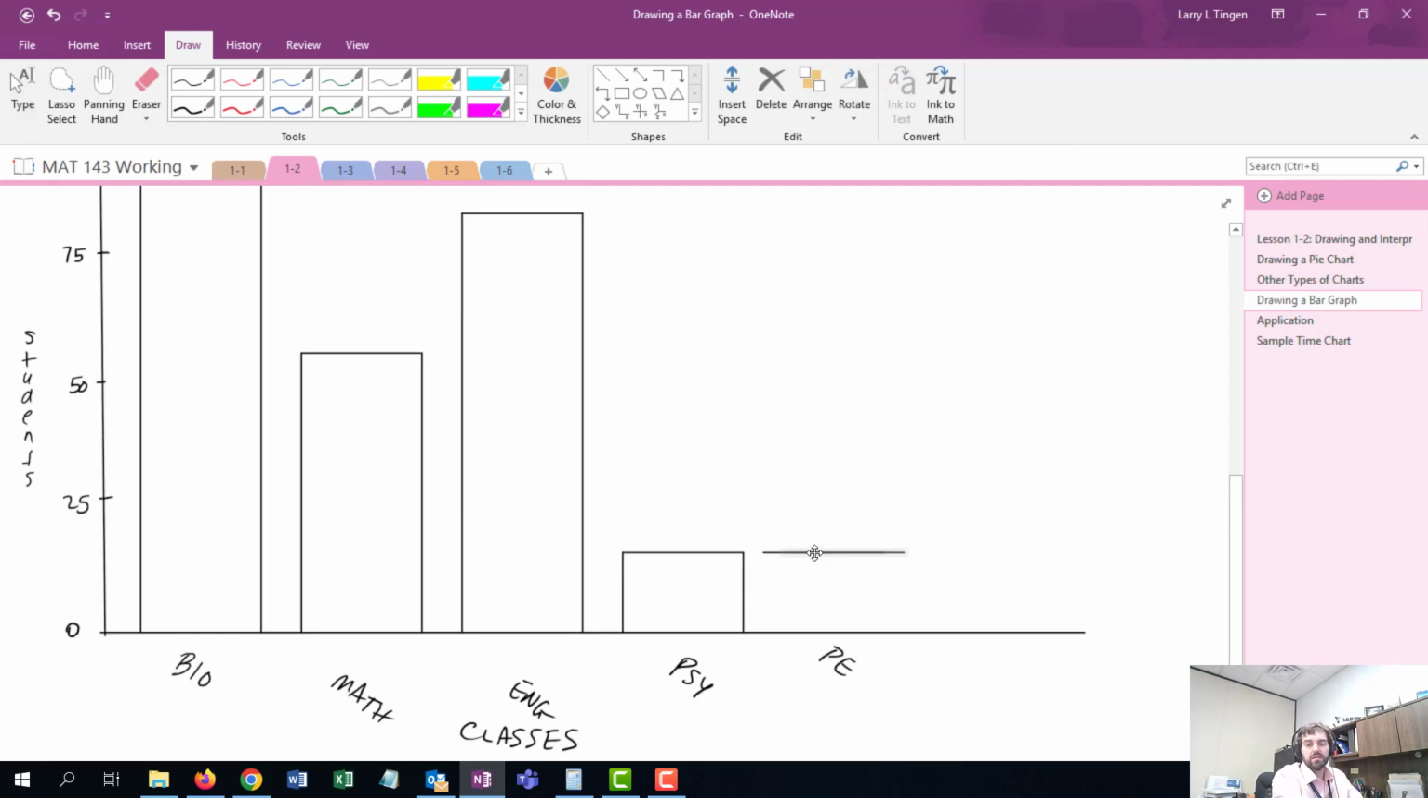And then for the PE class, it was 38. 38 is more than 25. It's a little bit more than halfway between 25 and 50. And we get our drawings here.